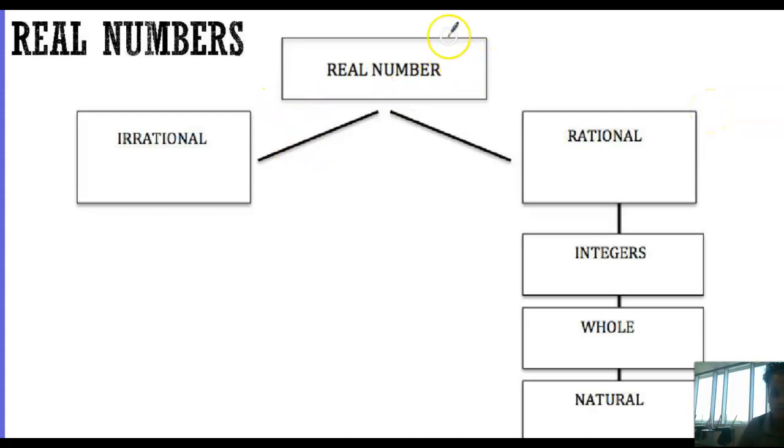Basically, any number that you can consider would be a real number. And a real number has a symbol. It's a letter R, but it's kind of a fancy R. It has a stripe through it, like that.